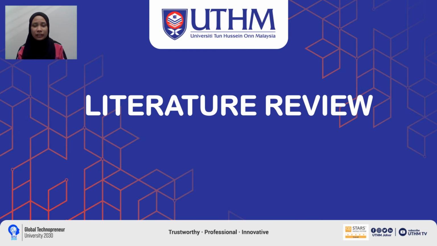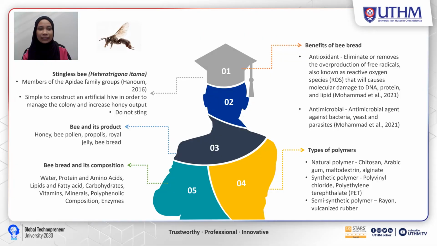Next, for the literature review, we will start with the species of bee that is used in this research. In this research, the bee breed will be Heterotrigona itama. Heterotrigona itama is one of the stingless bee species. It is a member of the Apidae family group, cited by Hanum 2016. It is simple to construct an artificial hive in order to manage the colony and to increase the honey output. The main reason this bee was chosen is that it does not sting.